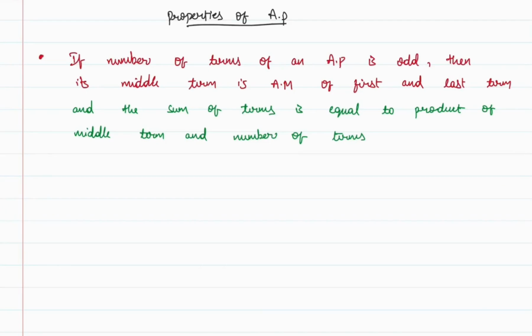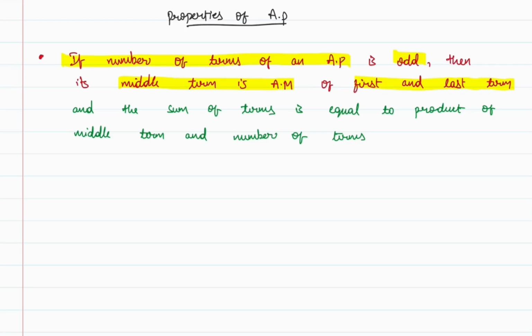Hello students, in the previous video we have seen some of the properties of an AP, and in this video we are going to see some of the results that can be obtained using these properties of AP. If the number of terms of an AP is odd, then we can say that the middle term is the arithmetic mean of the first and last term. First, let's see whether this is true or not.